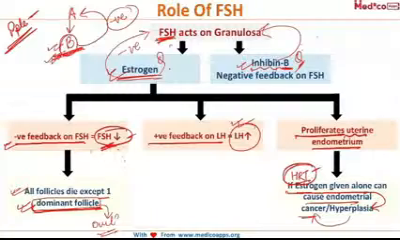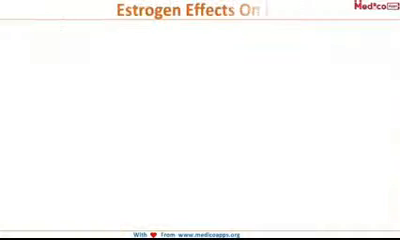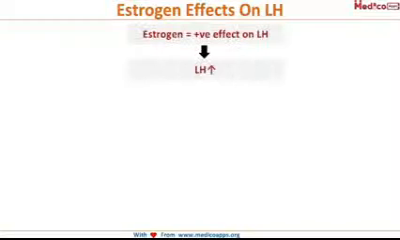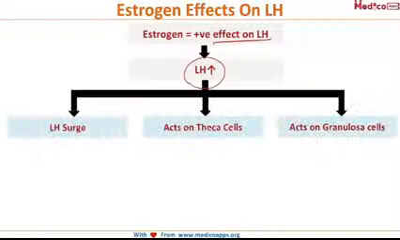Now we have discussed the functions of FSH. Now let's see the functions of LH. How does this LH act? The estrogen has a positive feedback action on the LH, thereby it will lead to increase in the LH levels. Now this increased LH will subsequently lead to LH surge. LH surge means the rise of the LH levels.